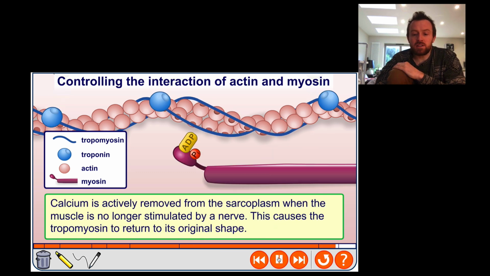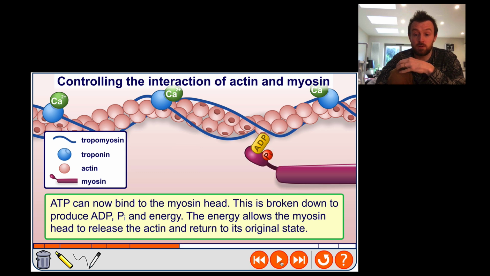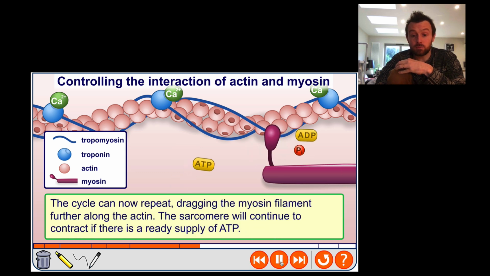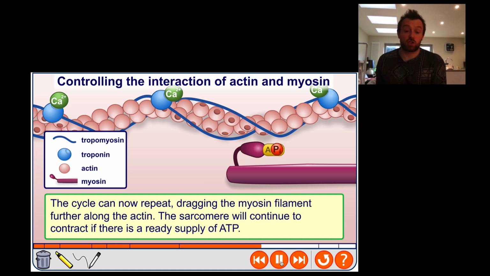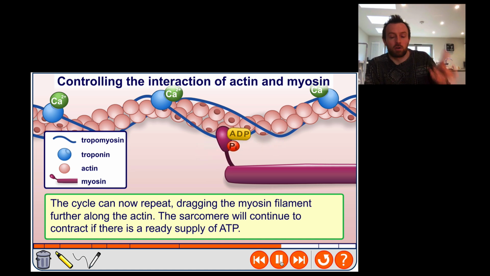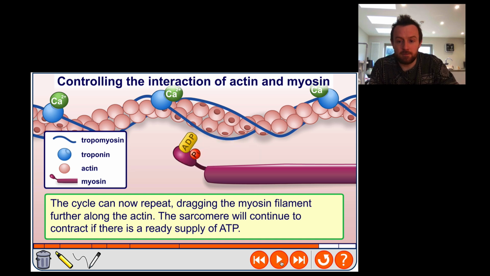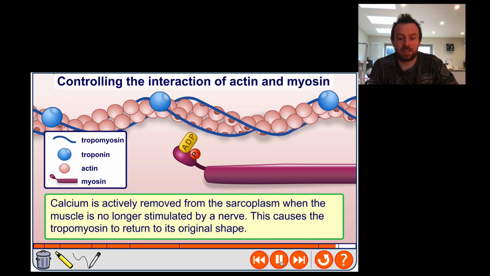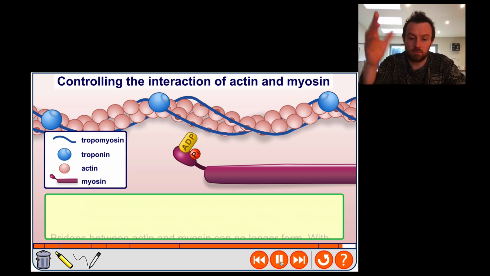So how does a muscle stop contracting then? Well, the muscle stops contracting when calcium is removed from the muscle. So I'll just show you this a little bit again. When calcium is removed from the muscle and pumped back into the sarcoplasmic reticulum, the muscle stops contracting and relaxes. It does this when it's no longer receiving messages from nerves to keep firing. Calcium is actively removed from the sarcoplasm when the muscle is no longer stimulated by a nerve, and then it returns to its original shape and relaxes.